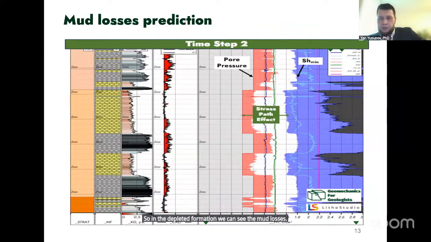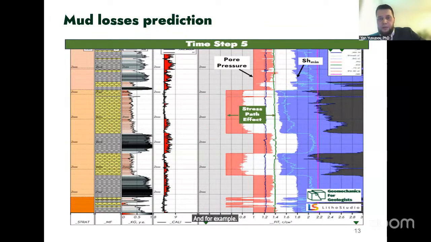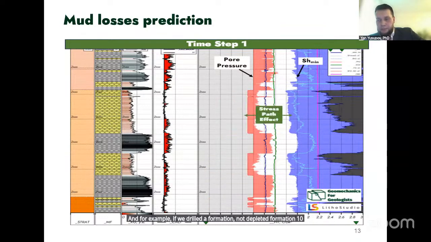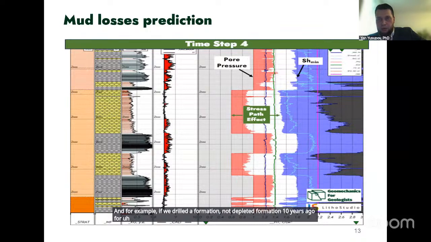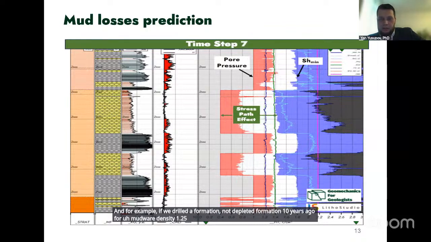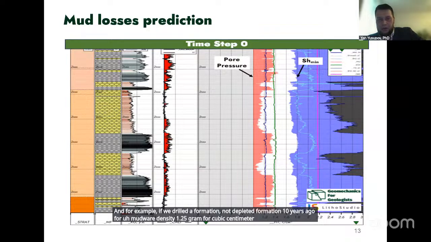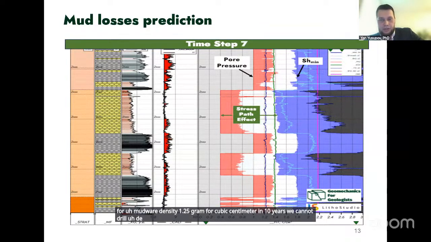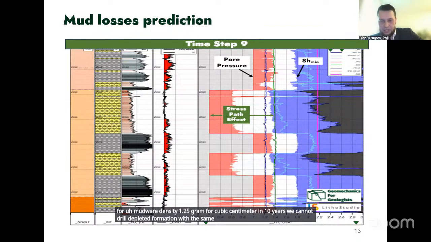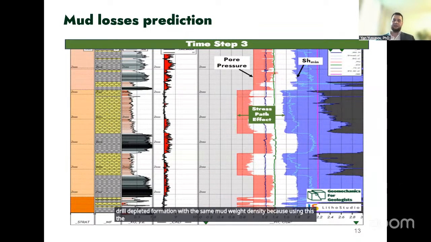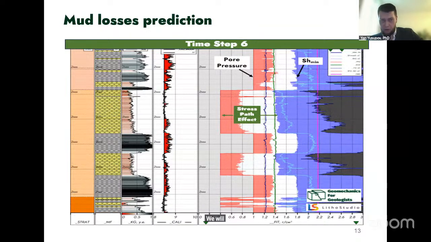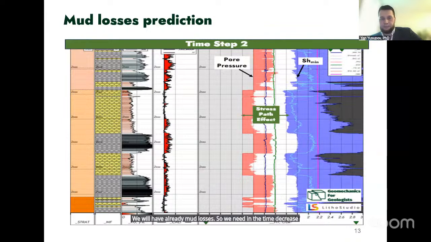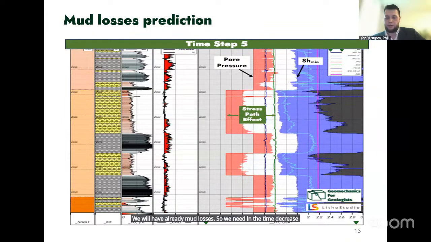For example, if we drilled a not yet depleted formation 10 years ago with a mud weight density of 1.25 gram per cubic centimeter, in 10 years we cannot drill the depleted formation with the same mud weight density, because using the same mud weight density, we will already have mud losses. So over time we need to decrease the mud weight and save the mud weight window.